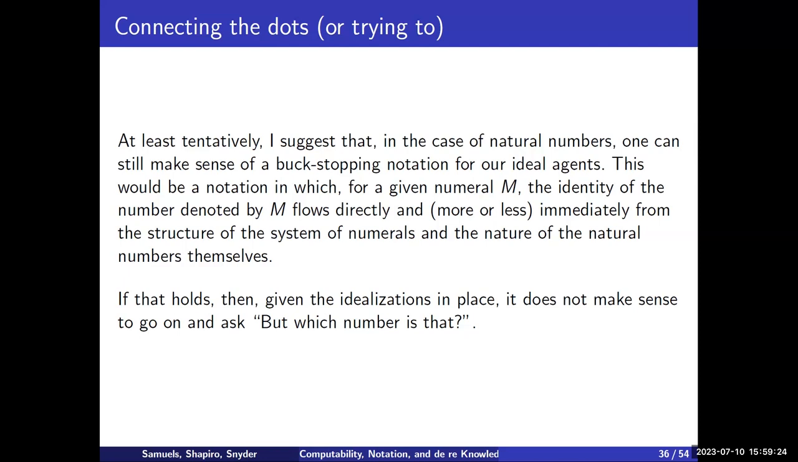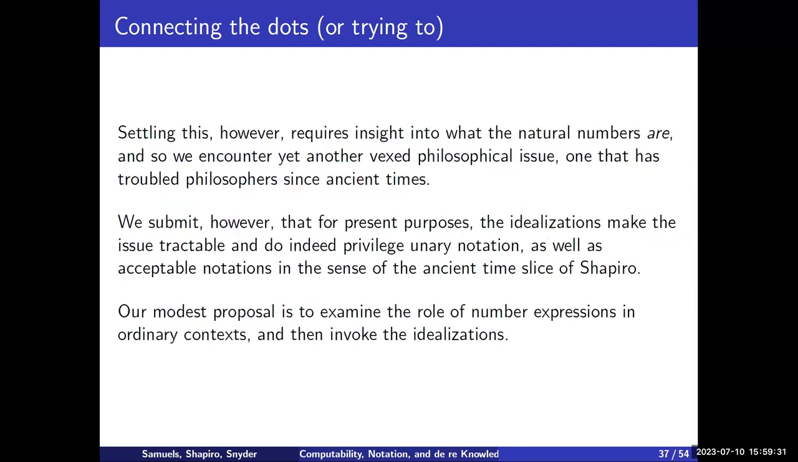If that holds, then given the idealizations in place, it does not make sense to go on and ask which number is that. Now settling this, however, requires insight into what the natural numbers are, and so we encountered yet another vexed philosophical issue. We submit, however, that for present purposes, the idealizations make the issues tractable and do indeed privilege unary notation as well as acceptable notations in the sense of my ancient time slice.